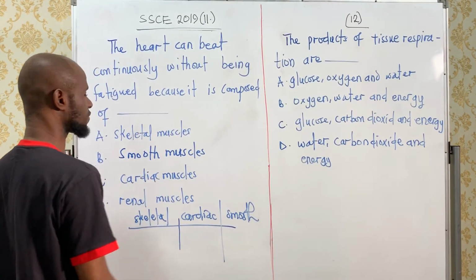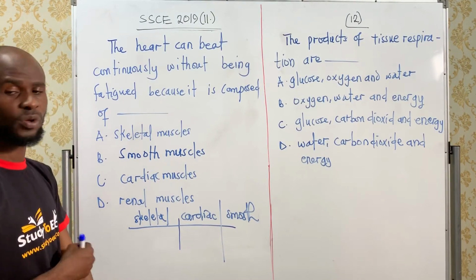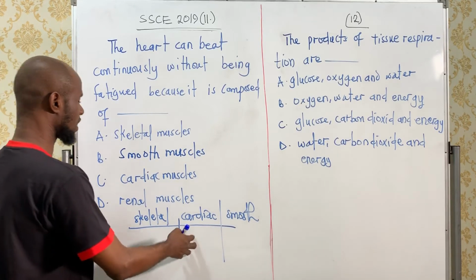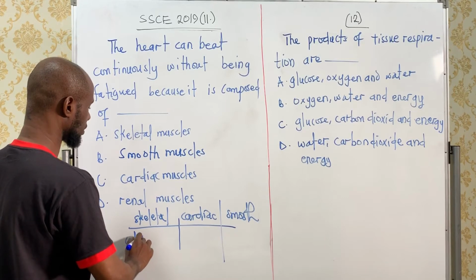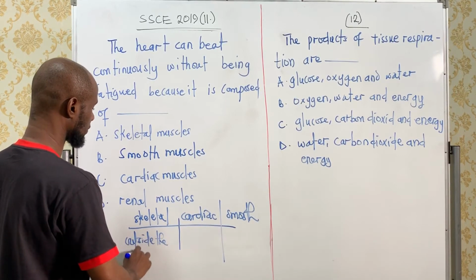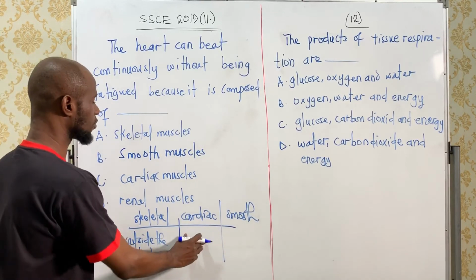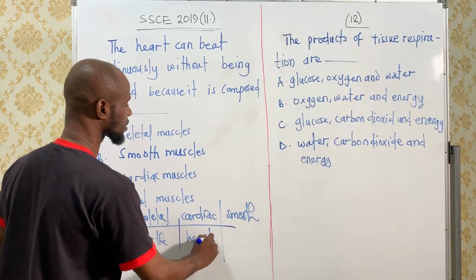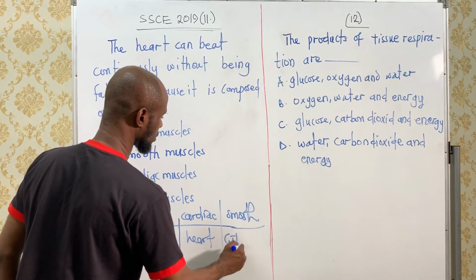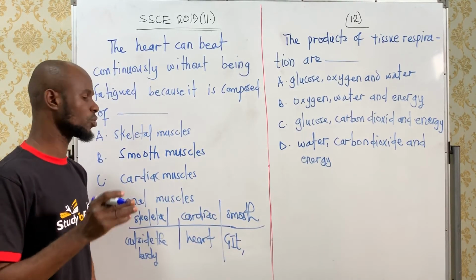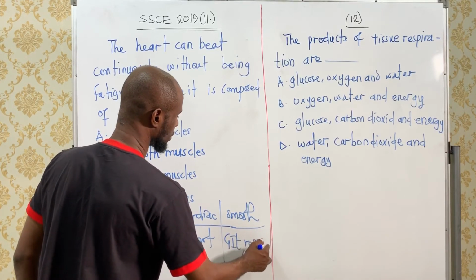The skeletal muscle is found outside the body, covering the skeleton. That's why we call it skeletal. Then the cardiac muscle is found in the heart, while the smooth muscle is found in the gastrointestinal tract, the passage where the food will go through, and also in your respiratory tract.